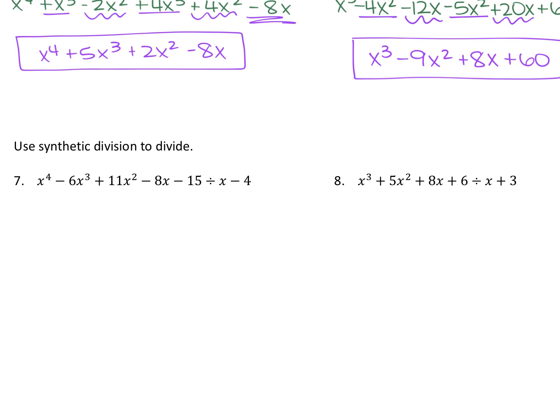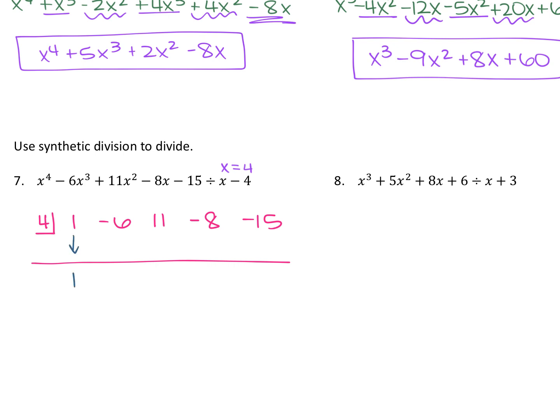For number 7, it gives you x to the 4th power minus 6x cubed plus 11x squared minus 8x minus 15 divided by x minus 4. If you set that x minus 4 equal to 0 and you add the 4 over, you get that x is equal to 4. So on the outside, we're going to have that 4. On the inside, we're going to have 1, negative 6, 11, negative 8, and negative 15. All of our powers are represented from highest to lowest, which is why we're not adding in a 0 anywhere.